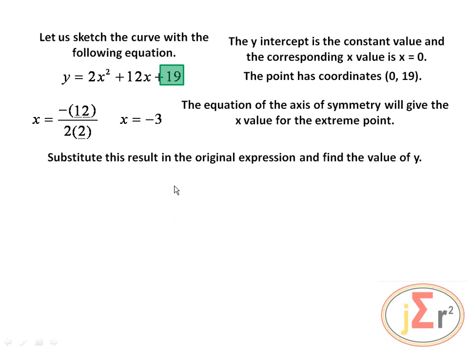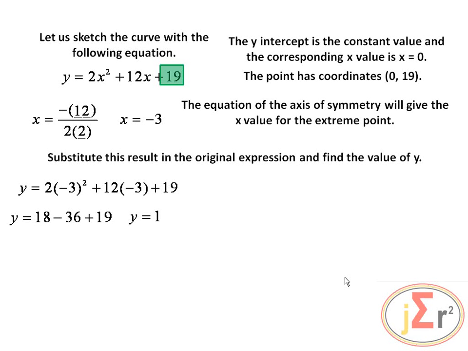Substitute this result in the original expression and find the value of y. So we are going to put negative 3 there. So we have 2 times negative 3 squared, or 2 times the square of negative 3, and plus 12 times negative 3 plus 19, and see what we get. Square negative 3, 9, then multiply that by 2, we get 18. No problem seeing our negative 36 here, and our constant value is placed right there also. When we simplify that, we get y is equal to 1. The coordinates of the extreme point is therefore negative 3, 1.